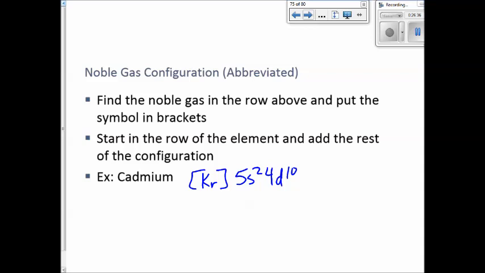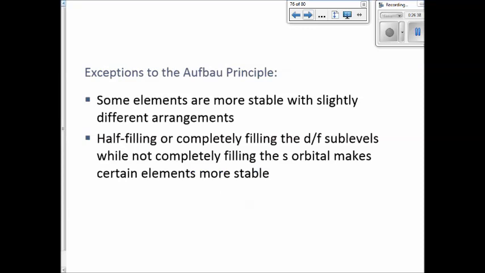So, let's look at some exceptions to the Aufbau principle. Some elements are slightly more stable with different arrangements, and it kind of has to do with the half filling or the completely filling of the d orbitals. Or f's, too. This can apply to the f's as well. So, complete half filling or completely filling.